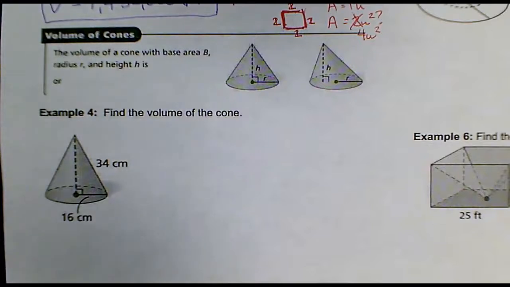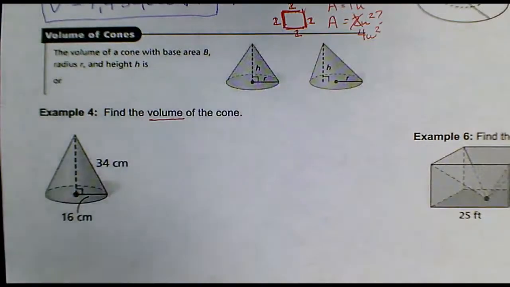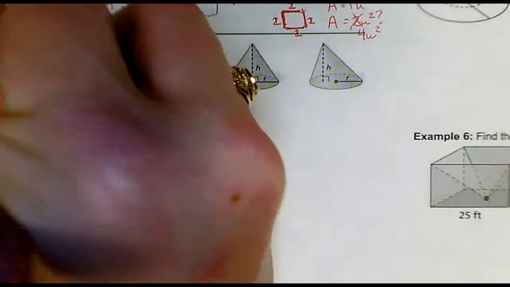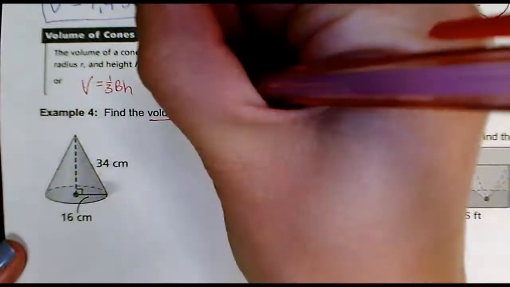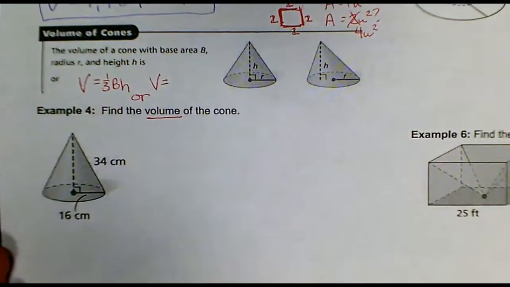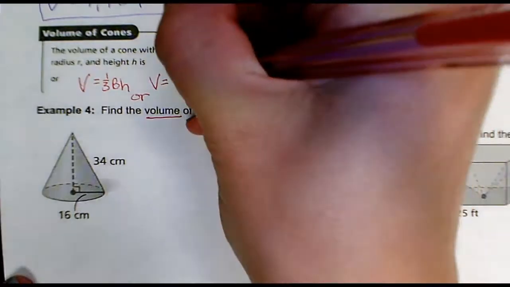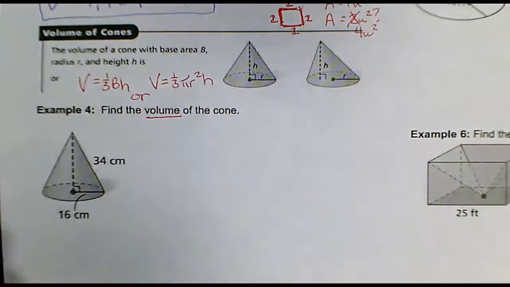So to find the volume of a cone, our formula is the same as the volume of a pyramid. So the volume equals 1/3 area of the base times the height. The only thing is with a cone, the area of the base is always going to be the formula for the area of a circle. So this really is 1/3 times pi r squared times the height of that cone.